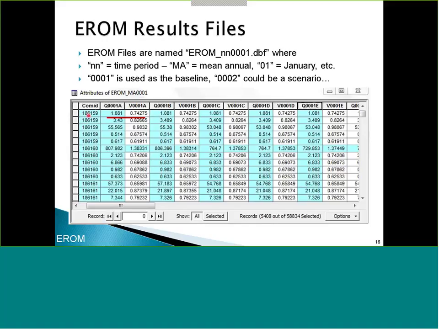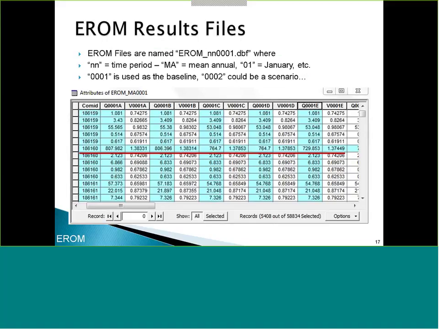And then we have COMID, the Q0001A, again, that's flow A. We keep all 5 flows in the file. And then we also keep the velocity estimates. Flows are in cubic feet per second, velocities are in feet per second. So for each of the 5 flows, and we retain all of them, we have the flow estimate and the velocity estimate.